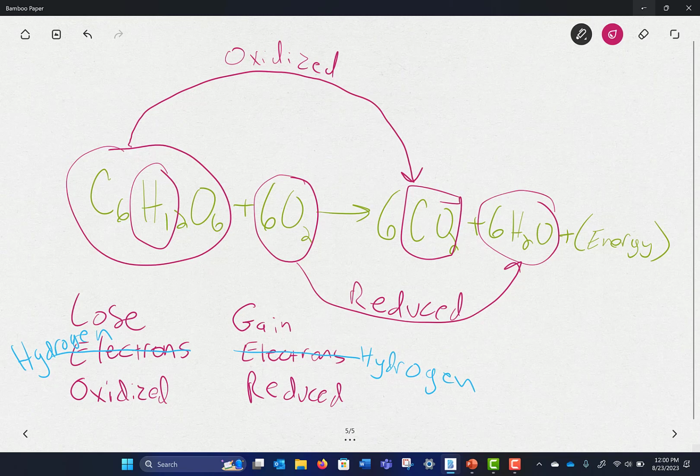One of the most common questions, and I would say probably many of you have this question right now, is if we are gaining something, why is it called reduction? Well, think about what it is we're really gaining. We are gaining electrons. And what do we know about electrons? They have a negative charge. So by gaining negative charge, the overall charge goes down. It's reduced.